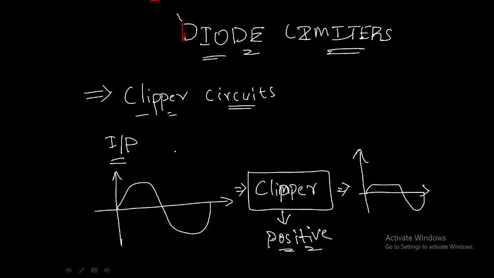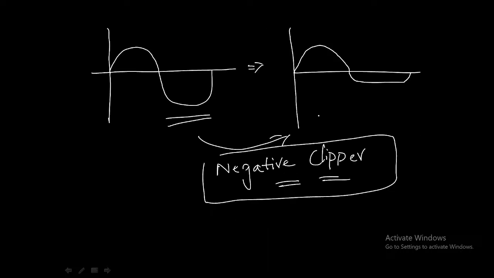So a positive clipper circuit will clip off the positive part of the input waveform, and in the negative clipper, the negative part will be clipped off.